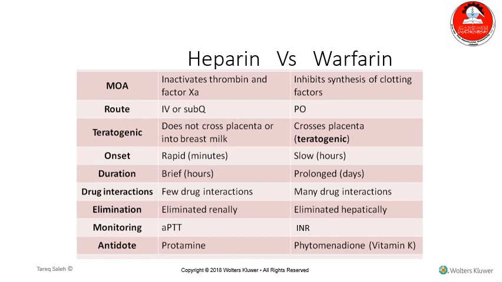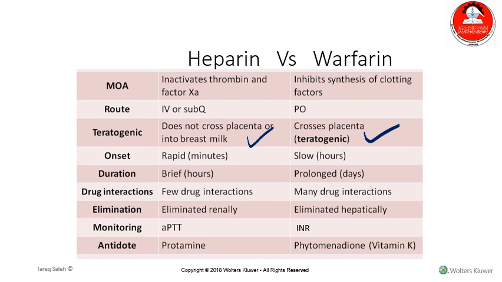Note that warfarin is highly teratogenic, and that is why it's contraindicated in pregnancy, while heparin can be used for the treatment of thromboembolic disorders during pregnancy because it does not cross the placenta or is not secreted into the breast milk. Heparin is faster, especially when we talk about unfractionated heparin. It produces anticoagulation very fast in comparison with warfarin, which usually requires 24 to 72 hours to achieve maximal anticoagulant effect.